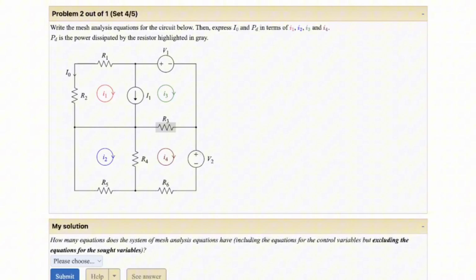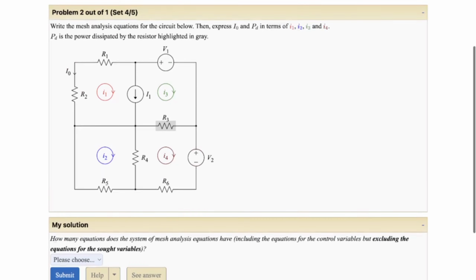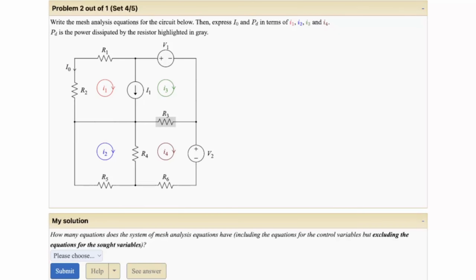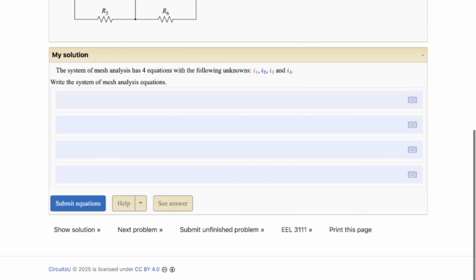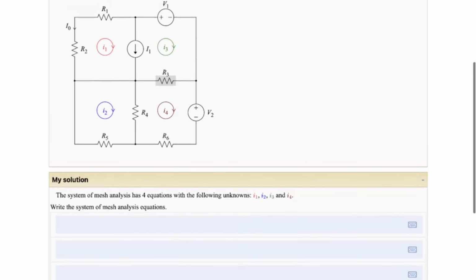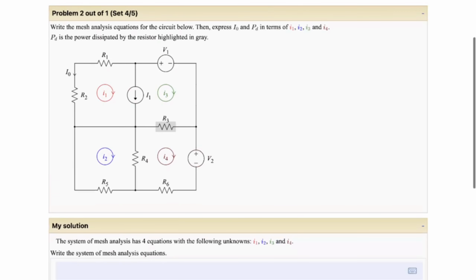The first step is to determine how many equations we're going to need. And this one seems pretty straightforward. We have 4 mesh currents, disregarding the outer mesh. And I don't see any control variables, so we're just going to need 4 equations here. Let's click submit.